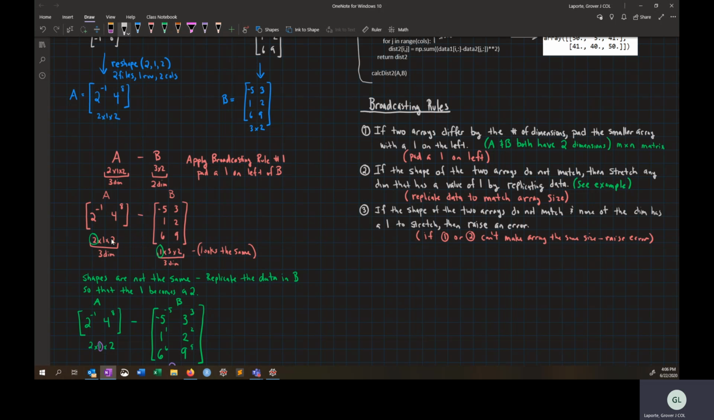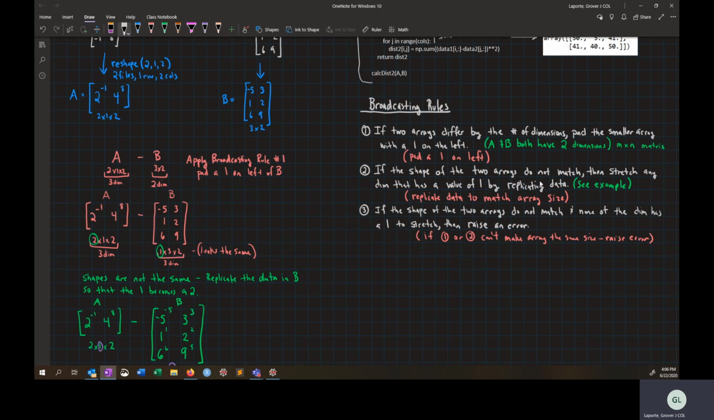In other words, if I have a 2 by 1 by 2, the only way I would be able to subtract that is if I had a 2 by 1 by 2, or if I applied the broadcasting rules. So that means I need to make this 1 be exactly a 2. And the way you do that is you replicate what you have in this matrix.